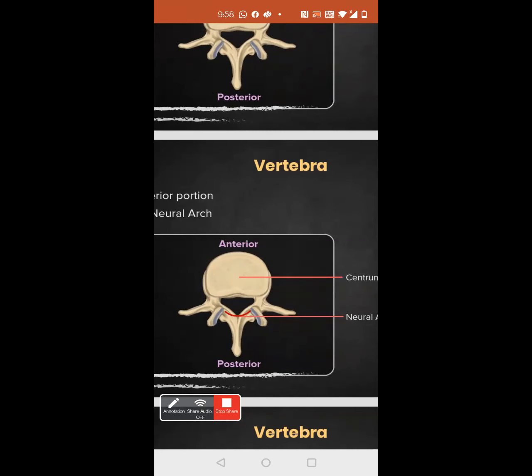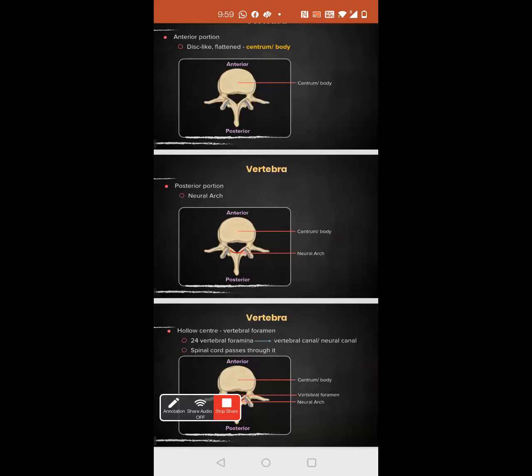Also, when the discs are placed, there are some gaps between them. Why are these gaps there? Those tiny gaps help the spinal nerves to come out. Nerves from the spinal cord have to come out, right? So through these small gaps, they come out. So this is all about your vertebrae.